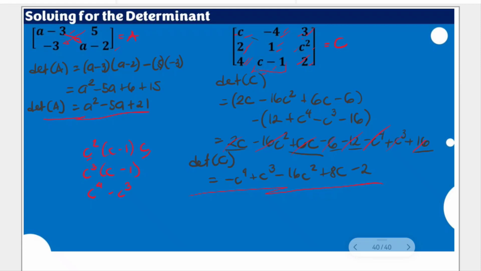Again, we are not yet solving for the values of the coefficients A and C, for we don't know the exact value of the determinants.